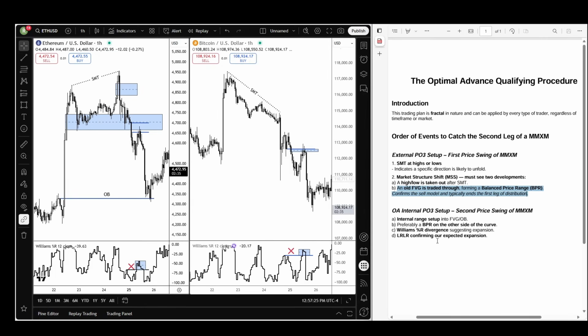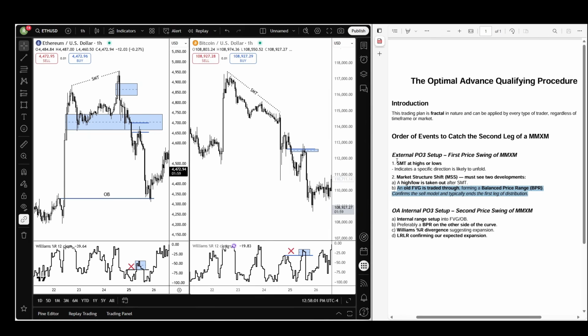It's because we're not paying close enough attention to the things that are happening before our optimal advance setup. This trading plan is fractal in nature and can be applied to every type of trader, regardless of time frame or market. Whether you're a swing trader, day trader, or scalper, this can work and be applied to you and help you out in your trading. We're going to be going over the order of events that we want to see before optimal advance today.